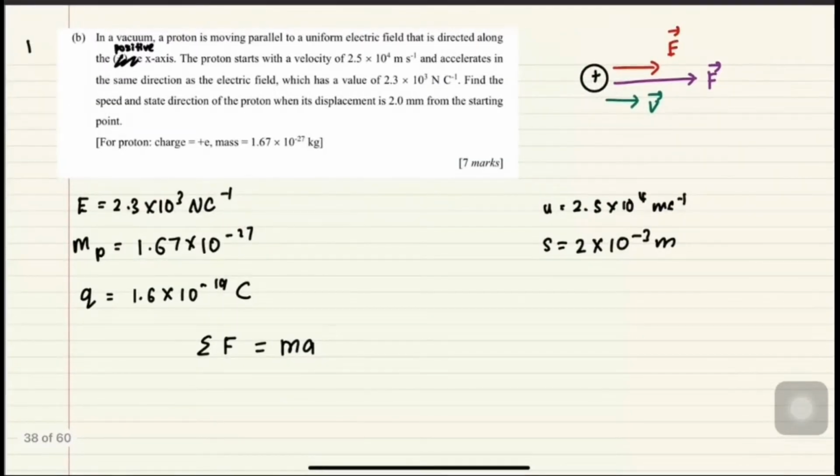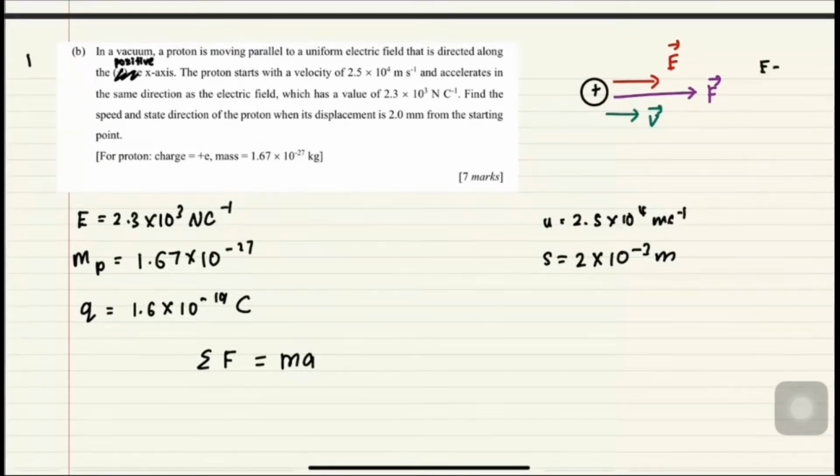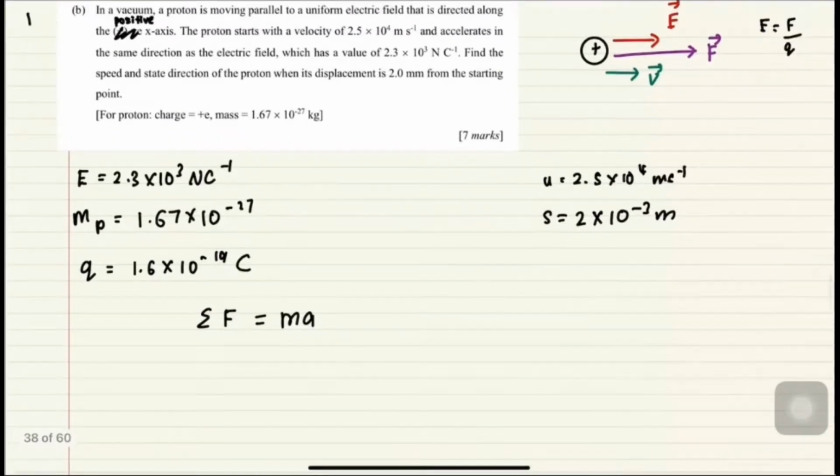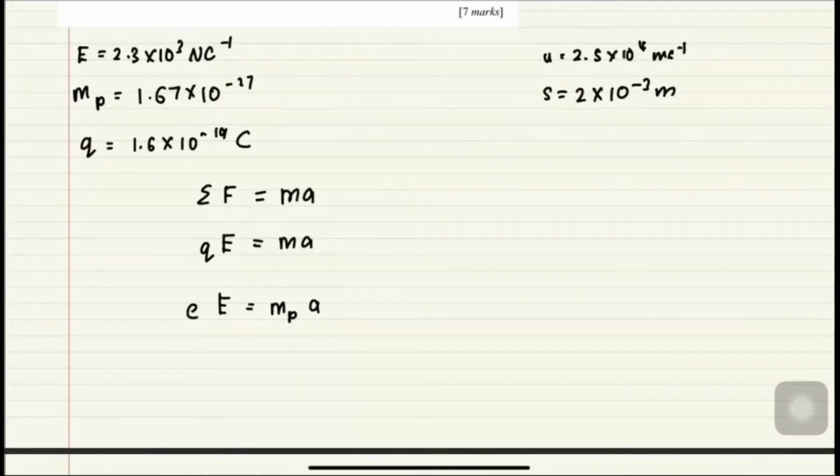So E is equals to F over Q, if you guys still remember, write down over here, E equals to F over Q. This is from the definition of electric field. So F there is equals to QE. Because they give you E, so you have to use this equation. So I can substitute inside here, it becomes QE equals to MA. Since we are talking about the proton just now, the charge is equals to E, E is E, M is mass of proton, A is the one that we want to find first, and before we apply on this second part.